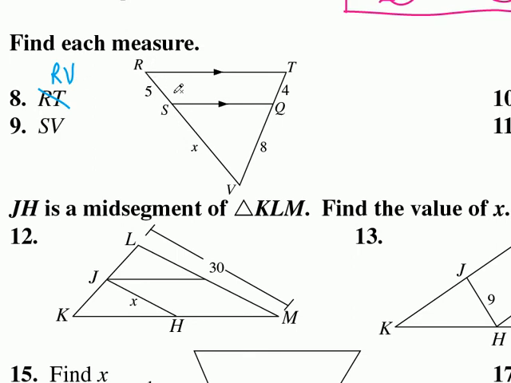Let's do this. Let's set up some scale factors. I want to find RV, which is this whole entire left side over here. I could do a couple things. I could compare 5 to what? X, or I could compare 5 to what? 4. But let's say I did it this way. If I compared 5 to X, what would I have to compare over here? 4 to 8.